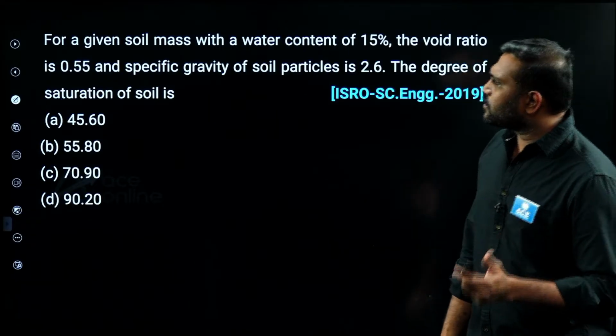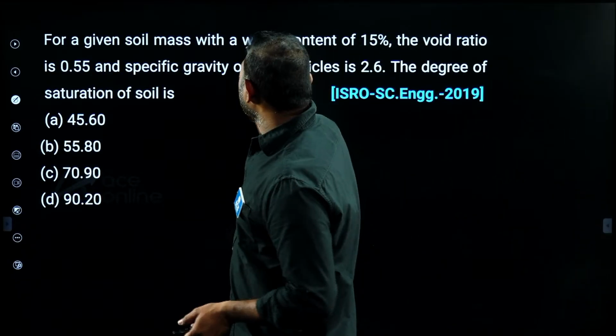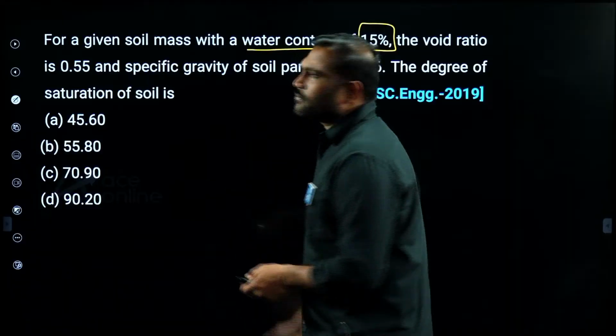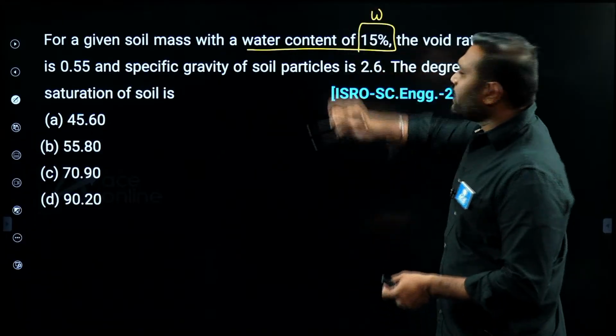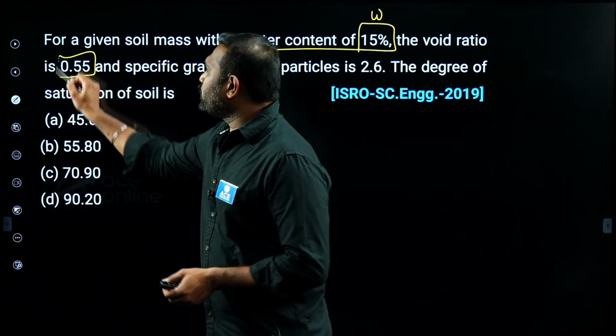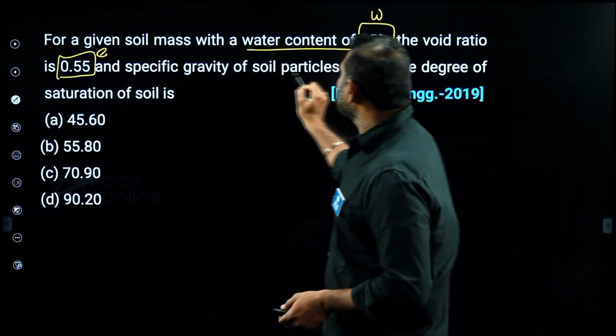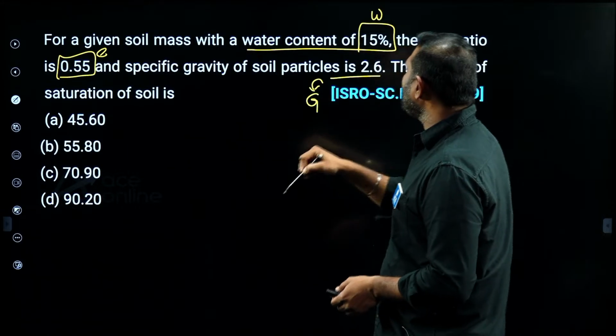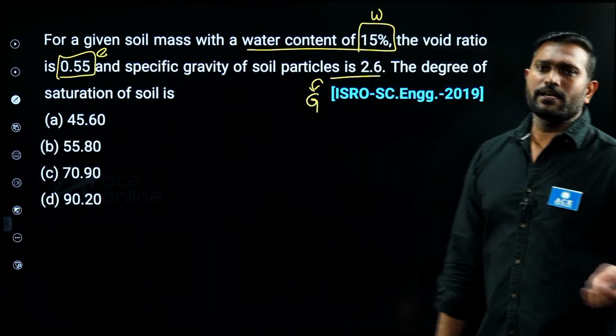Okay. Next. For a given soil mass with a water content of 15%, the void ratio is given as 0.55, and the specific gravity is given as G = 2.65. Now, what is the degree of saturation?